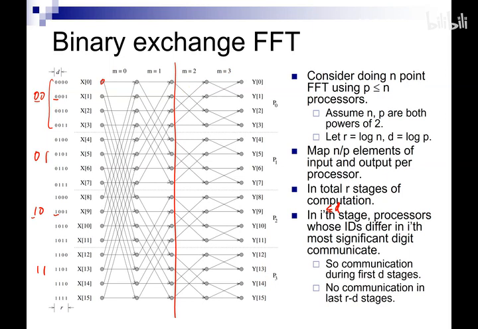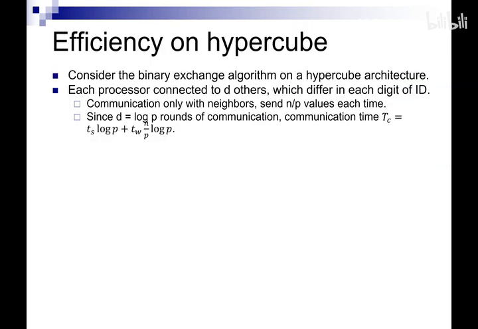So the only communication is during the first d stages, where d is equal to log of p. So there we have communication in the first d stages, and then no communication in the last r minus d stages. Okay, so that's the binary exchange algorithm.